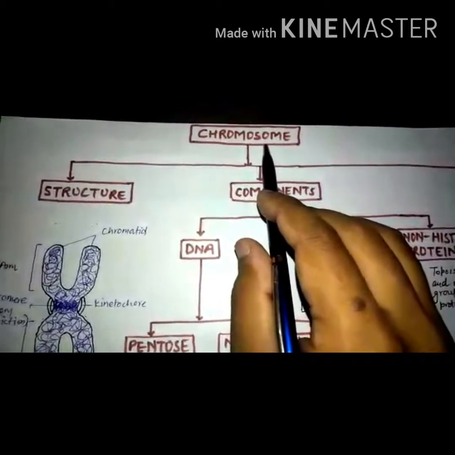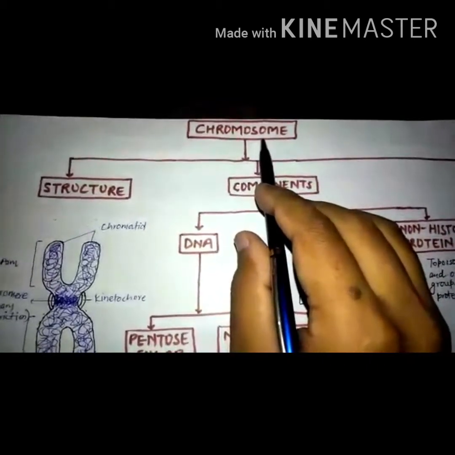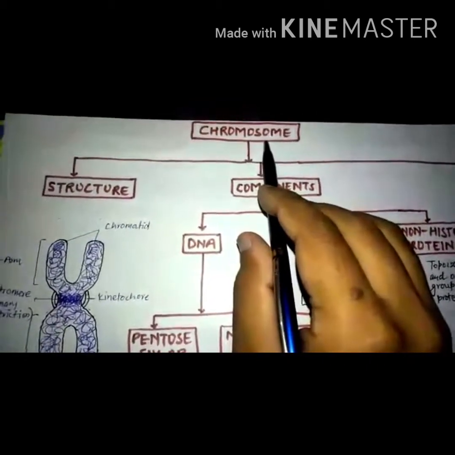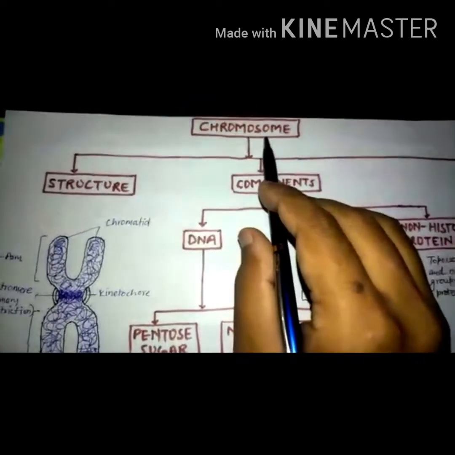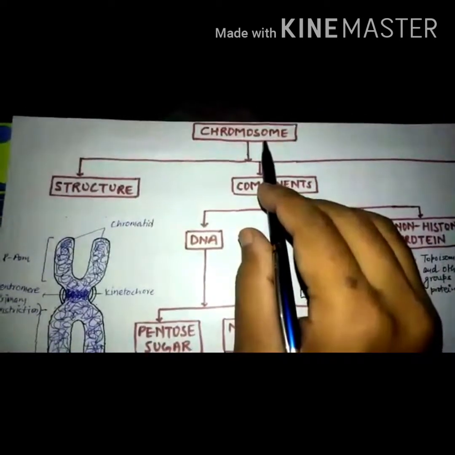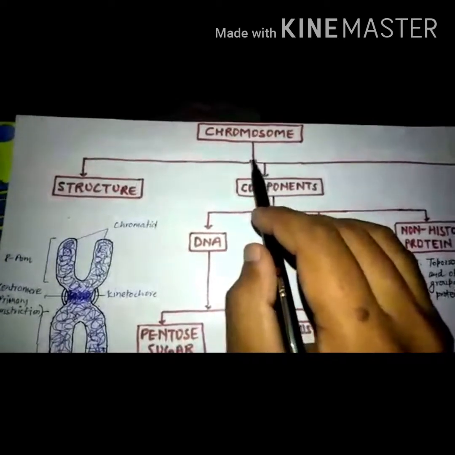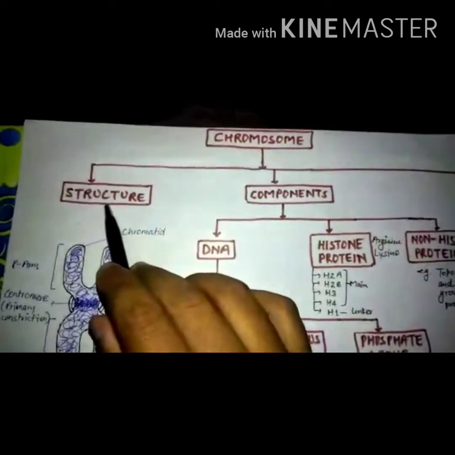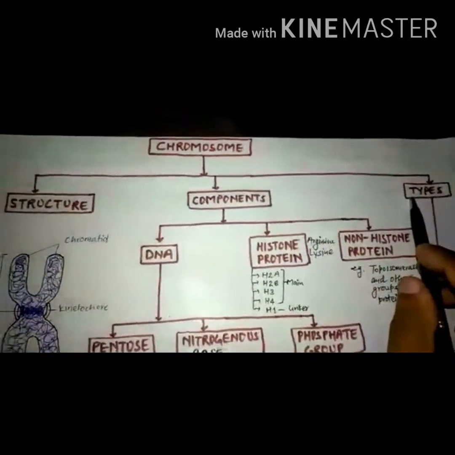Next, what is the location of chromosomes inside the cells? Chromosomes are mainly located in the nucleus of the cells, and also in subcellular organelles like mitochondria and chloroplast. Chromosome can be studied in three parts. First is the structure, then the components, and last the types.